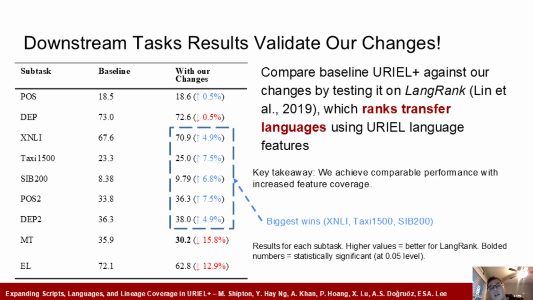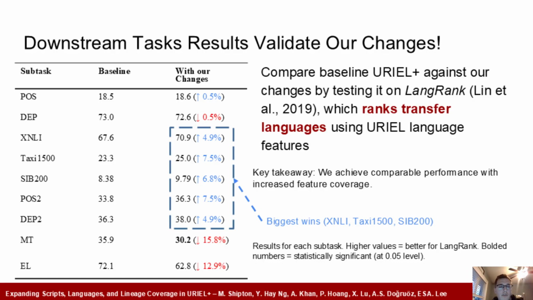We also evaluate the impact of our changes on downstream tasks using LangRank. LangRank is a framework that ranks transfer languages based on URIEL features. In our previous work, URIEL Plus, we validated the changes we made to the URIEL database in that paper using our new URIEL Plus features.